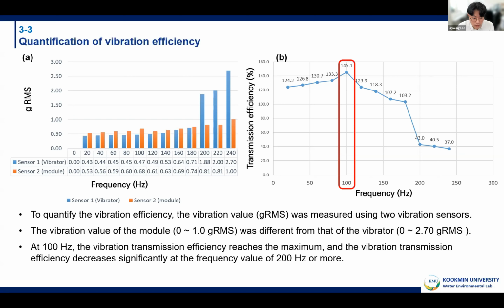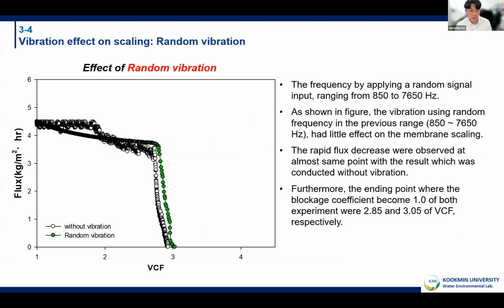This can also be confirmed from the transmission efficiency in this figure. At 100 Hz, the vibration transmission efficiency reaches the maximum, and it decreases significantly at frequencies of 200 Hz or higher. Based on the previous results, we found that the vibration frequency is an important factor. In the regular vibration, the vibration frequency is fixed at a constant value. Here, we try to vary the frequency by applying certain signal inputs.